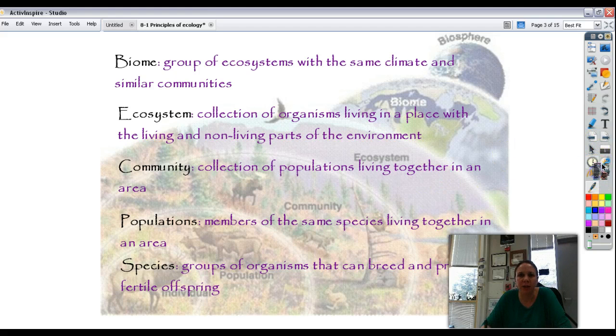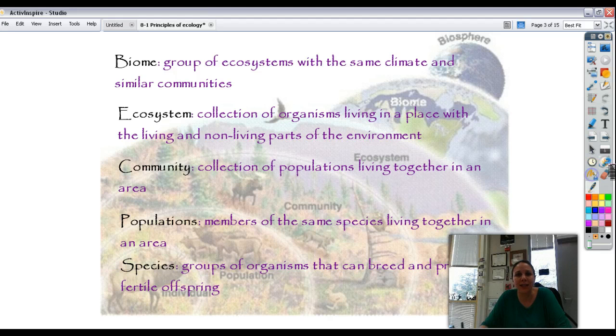Now I can break that down even smaller to the actual species, which is a group of organisms of the same type that can breed and produce fertile offspring. So like a donkey and a horse, and I always get this backwards. A horse and a donkey are two different species, but they can get together and make a mule, which is an infertile offspring that can't make babies. So those guys are two separate species because their babies cannot make babies.